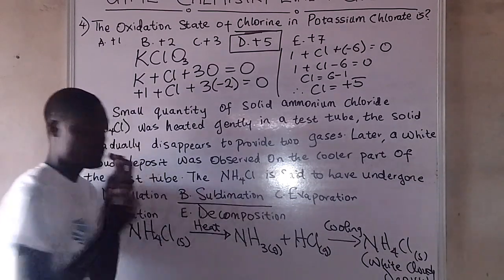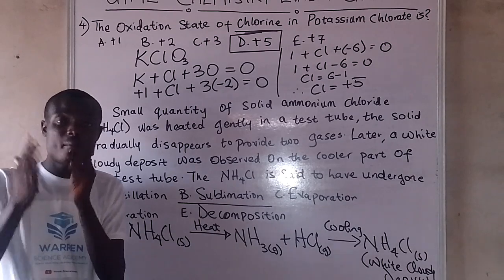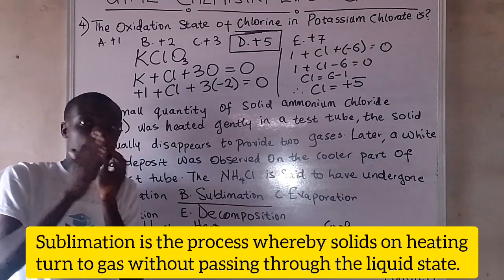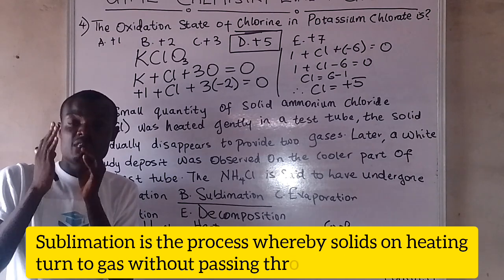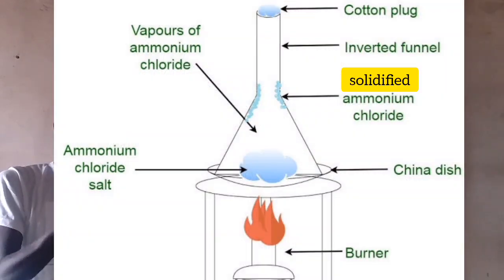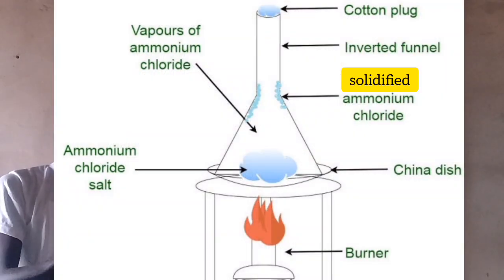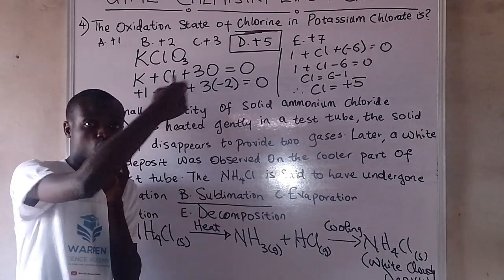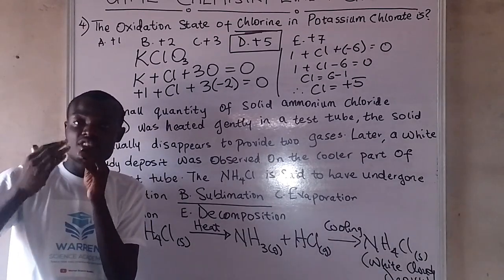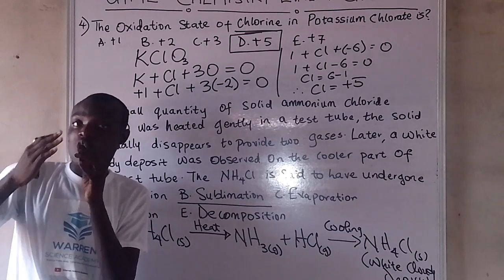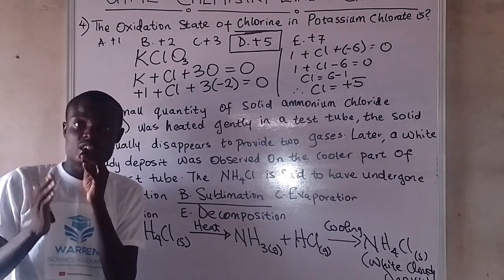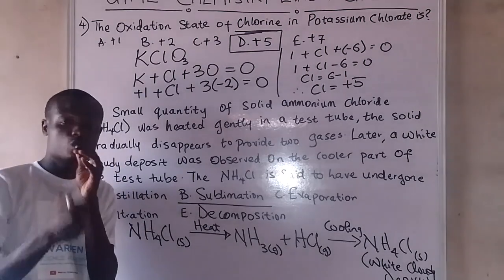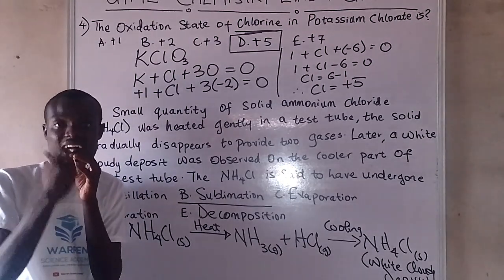So what is sublimation? Sublimation is the process whereby a solid material turns into the gaseous state without passing through the liquid state. Because if you take a solid, let's say ice, and you heat it, it must turn to liquid. Then when you heat it further, it will turn to a gas. But in this case, the substance is converted from the solid state to the gaseous state without going through the liquid state. One good example is naphthalene or camphor balls.